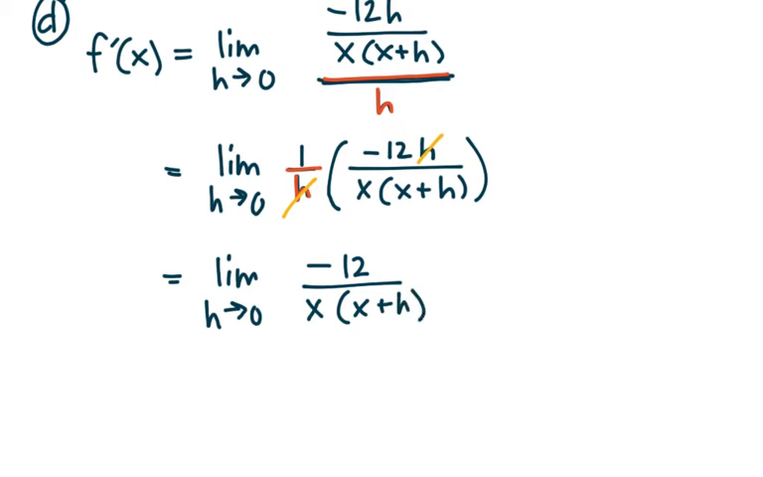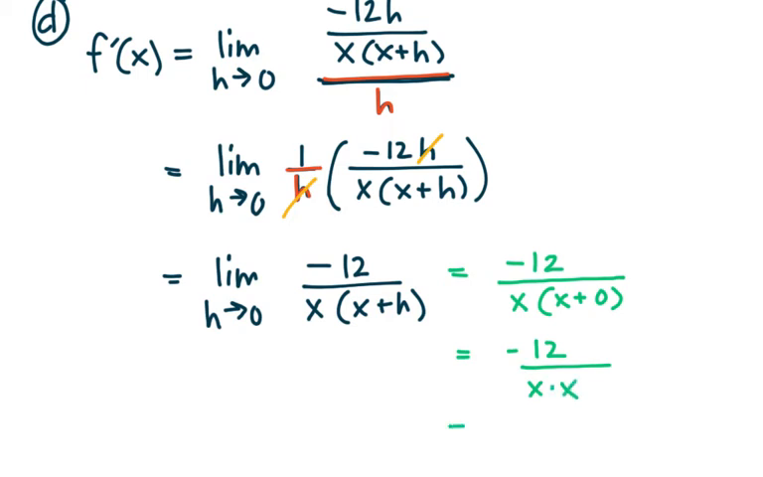Once I've canceled this h value, now I can plug in 0 for h. When I plug that in, I no longer have to write the limit part. I have negative 12 times x plus 0, which is negative 12 over x times x, or negative 12 over x squared. So negative 12 over x squared represents my derivative.